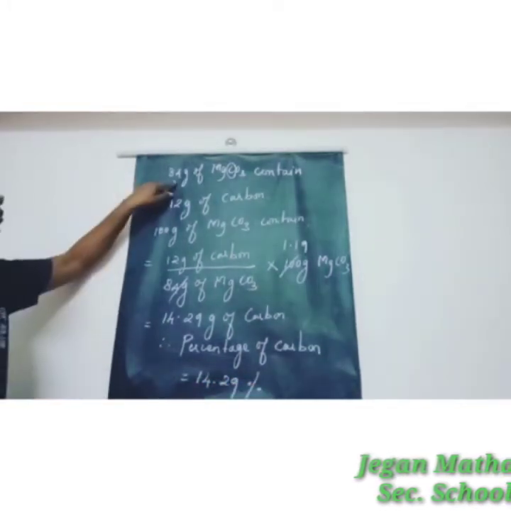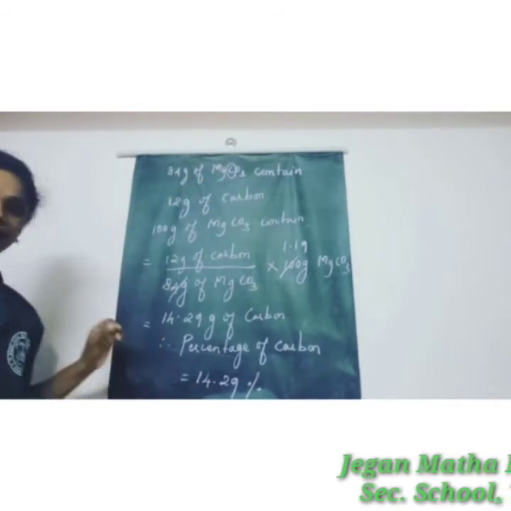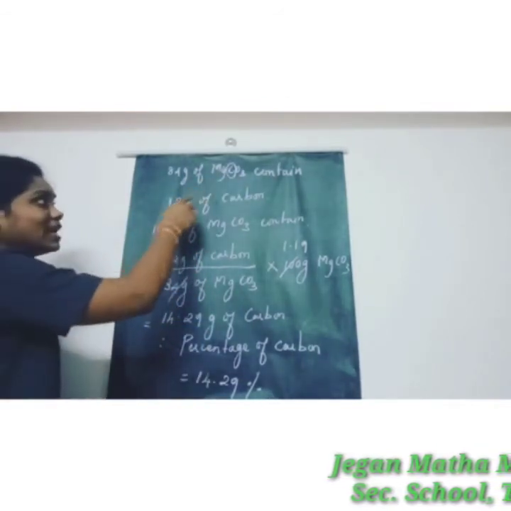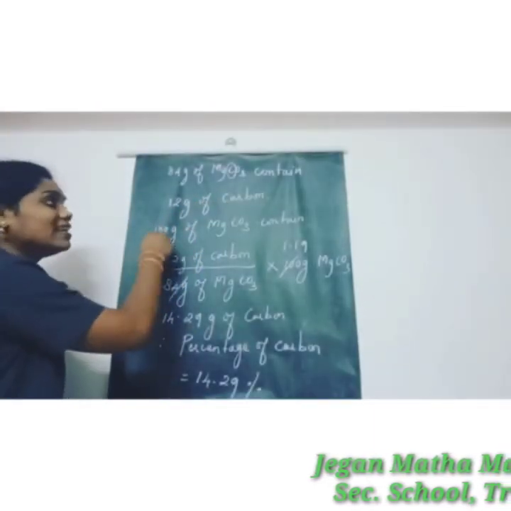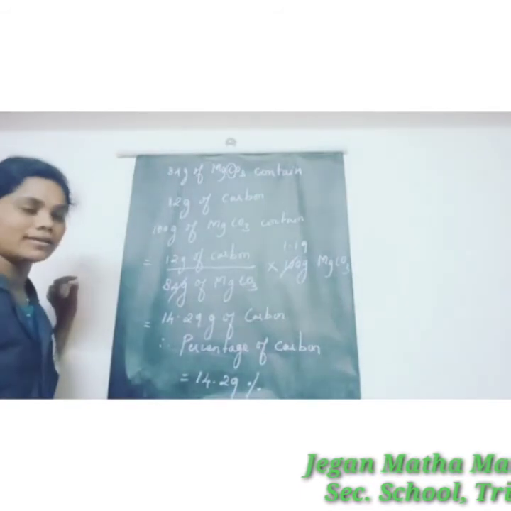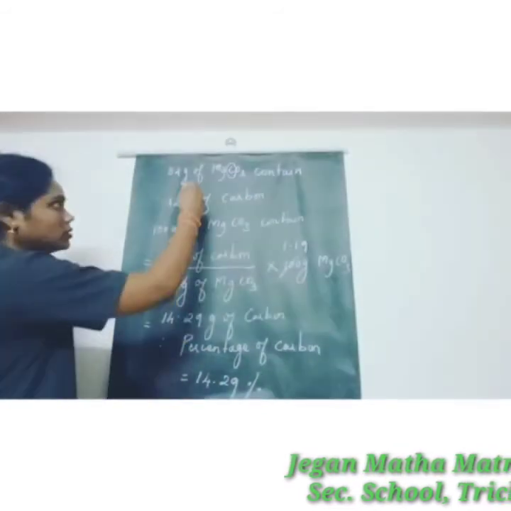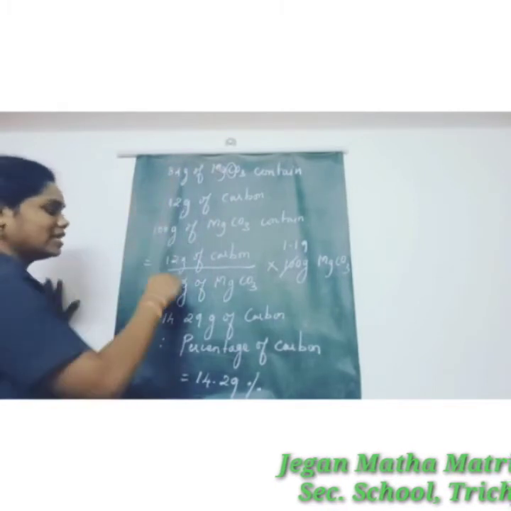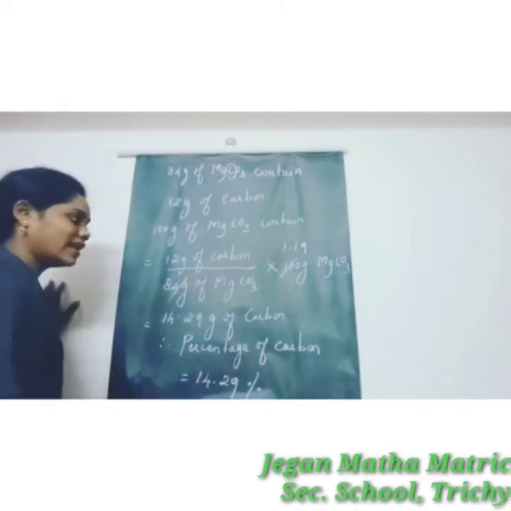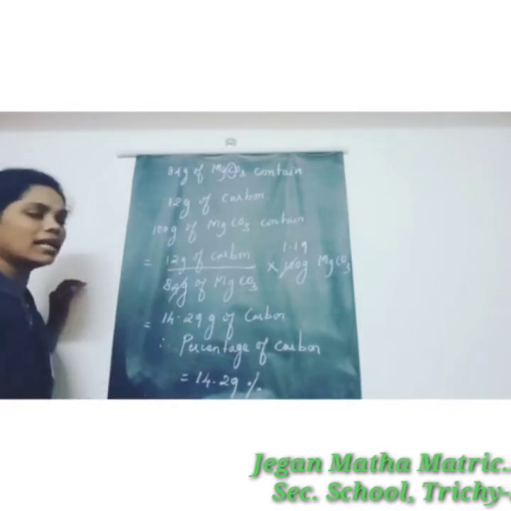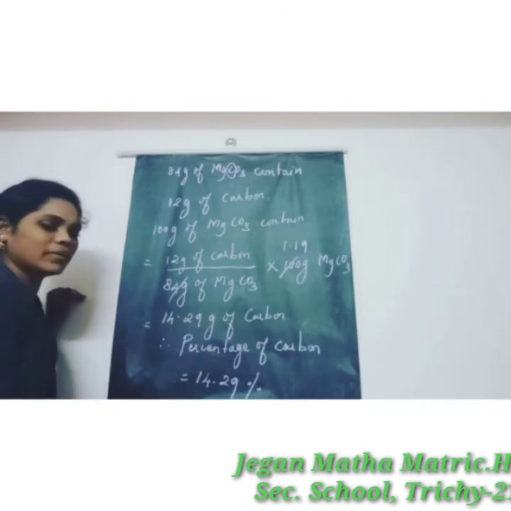So 84 gram of magnesium carbonate contains carbon only one time. The carbon atomic mass is 12, so 12 gram of carbon. We convert to 100 gram, so 100 gram of magnesium carbonate contains 12 by 84 into 100. Cancelling, 1.19. Multiply 12 into 1.19, we get 14.29 gram of carbon.